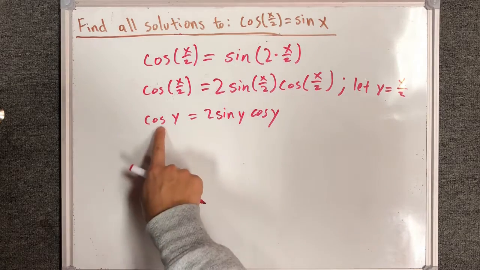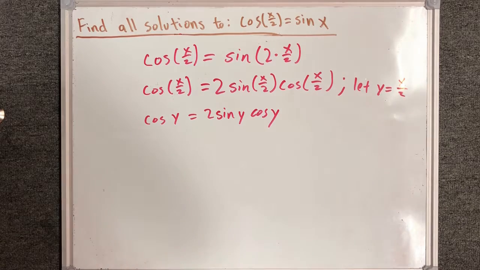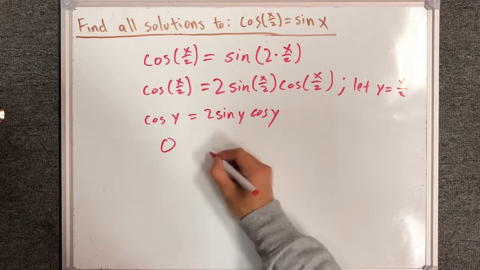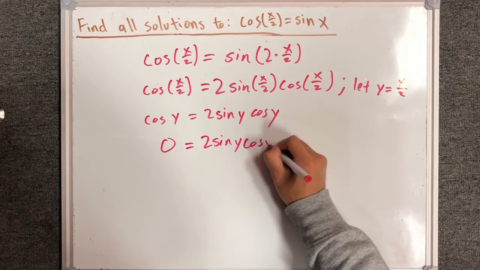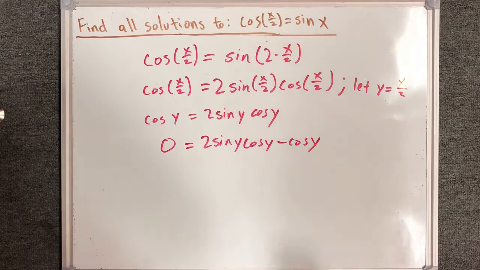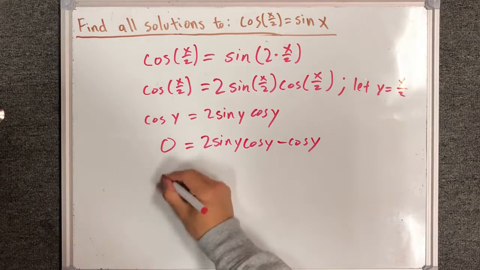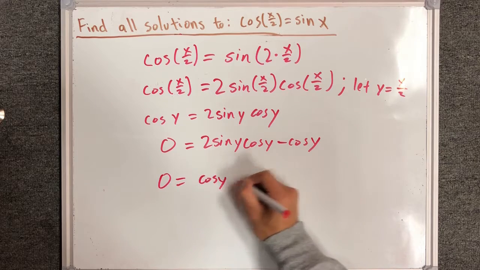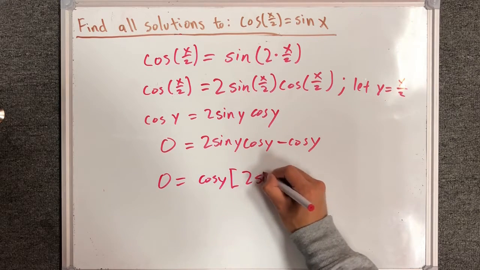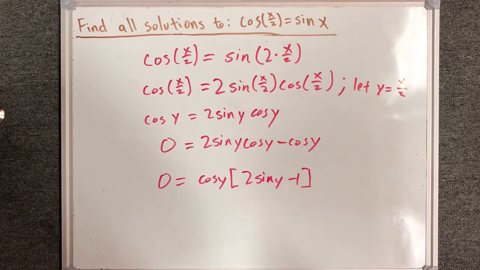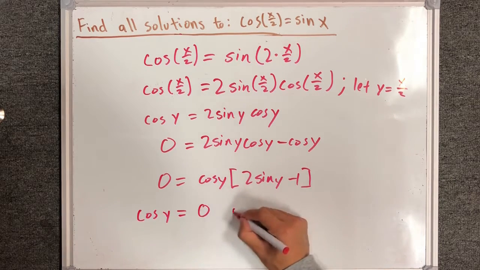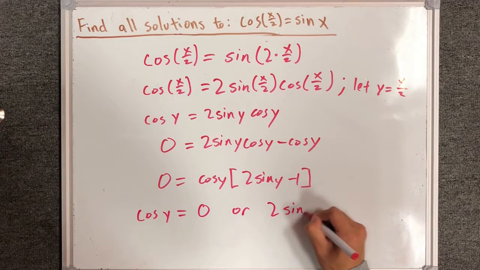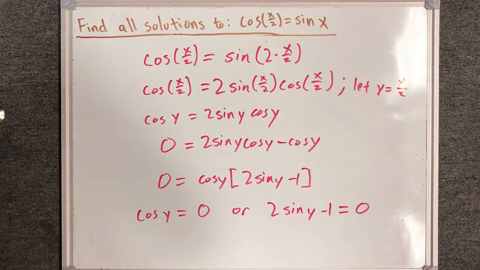We have to be careful because we do not divide by cosine y. This will make us lose the solution of cosine y equals 0. The proper way to do this, move everything to the right side: 0 equals 2 sine y cosine y minus cosine y. Now I can factor out the cosine y: 0 equals cosine y times the quantity 2 sine y minus 1. Now from here, we get that either cosine y equals 0 or 2 sine y minus 1 is equal to 0.